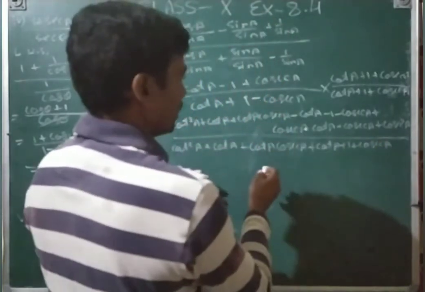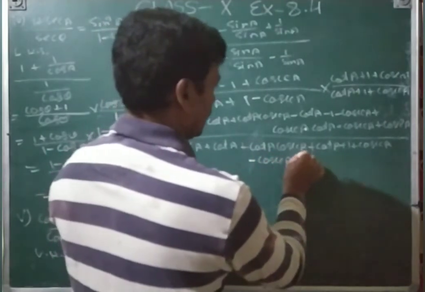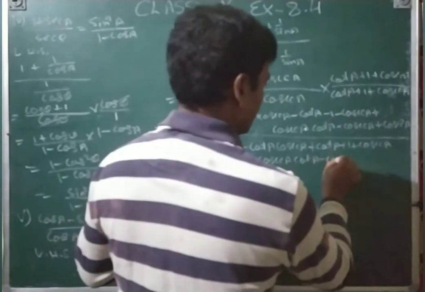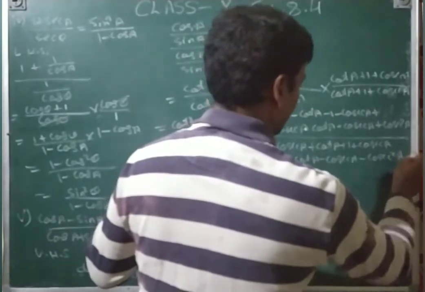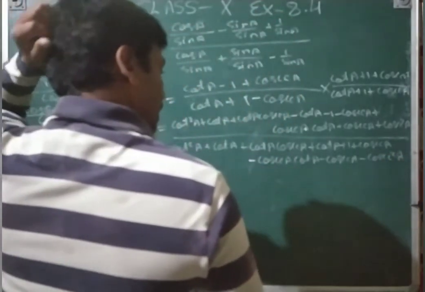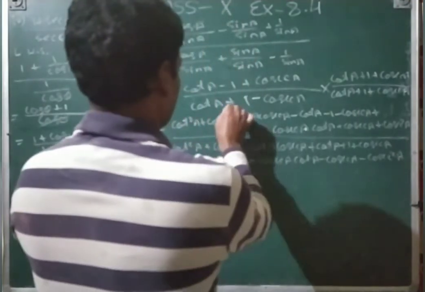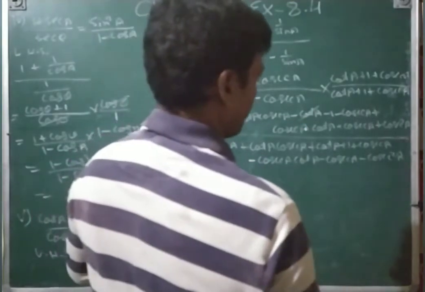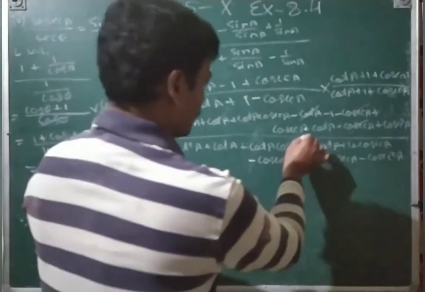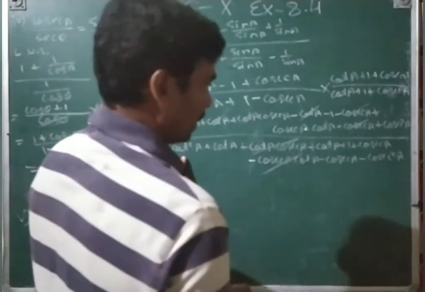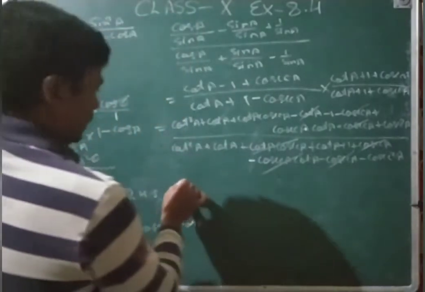Now all the terms come with minus, and then minus cosec A cot A minus cosec A minus cosec square A. Now we will see what is going to cancel, so cot A cancels with cot A, and cos A cancels with cos A. Here cosec A cot A is cancelled, and then cos A cancels.